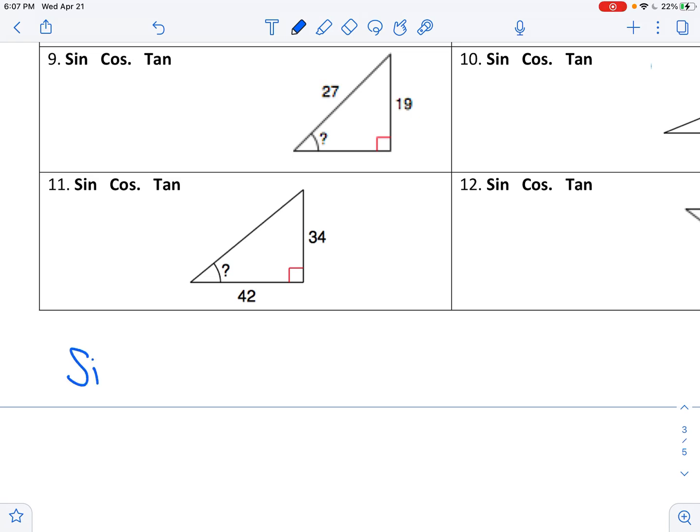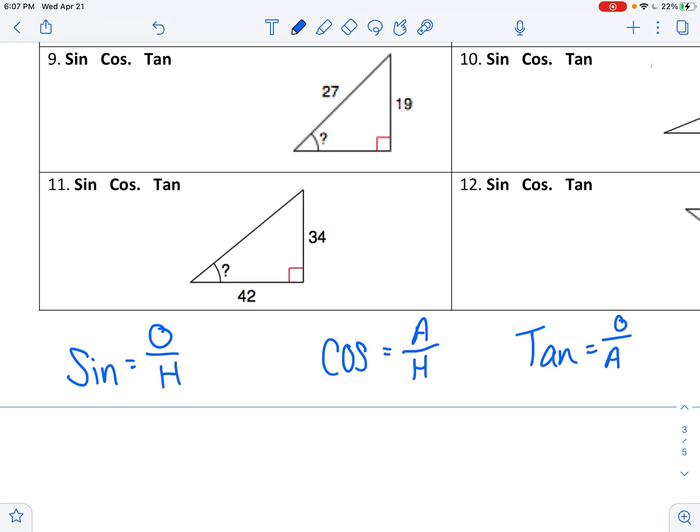Do you have sine, opposite over hypotenuse? Do you have cosine, adjacent over hypotenuse? Or do you have tangent, opposite over adjacent?